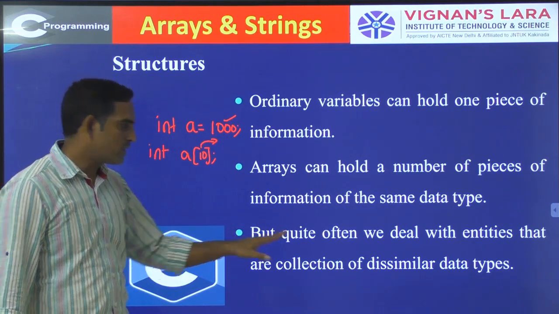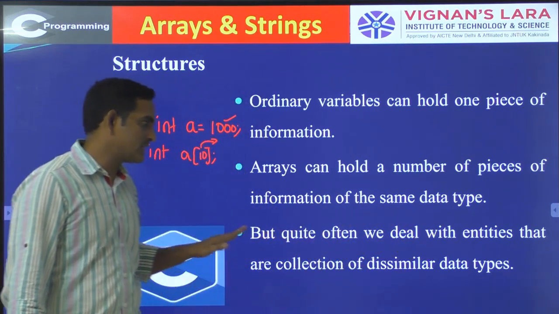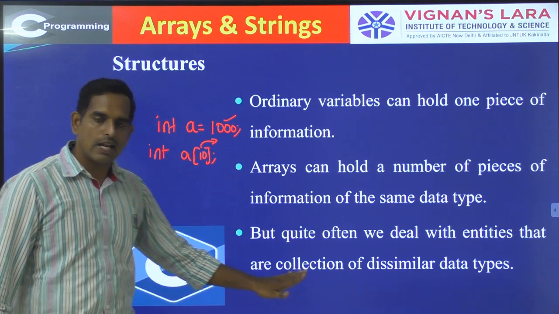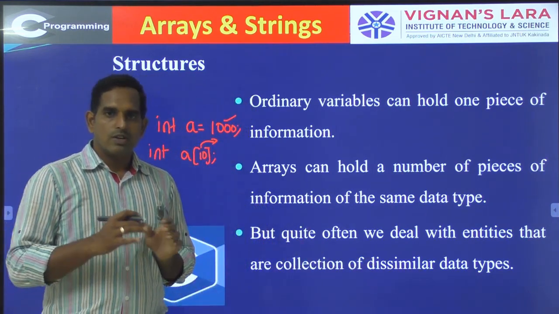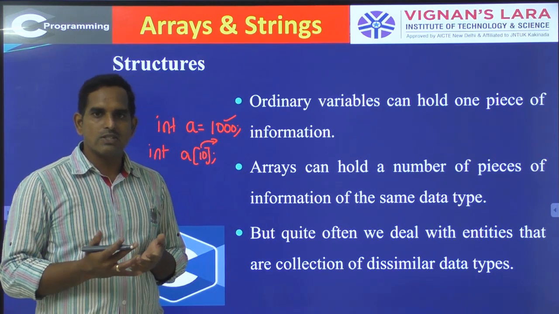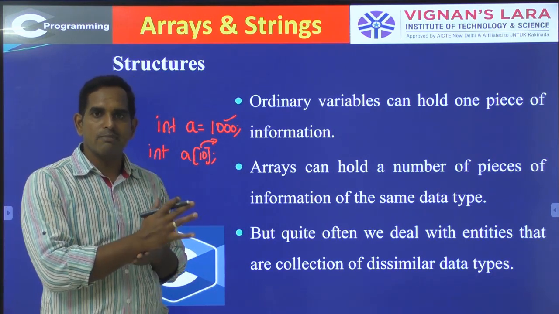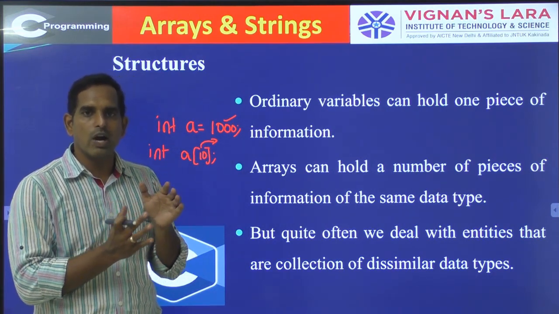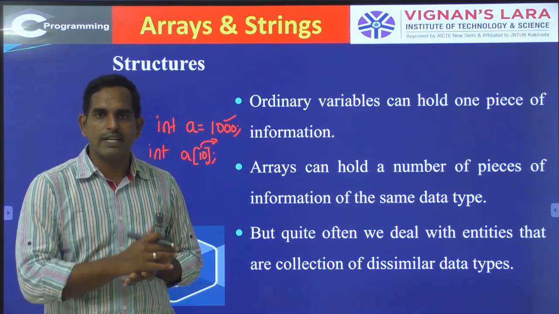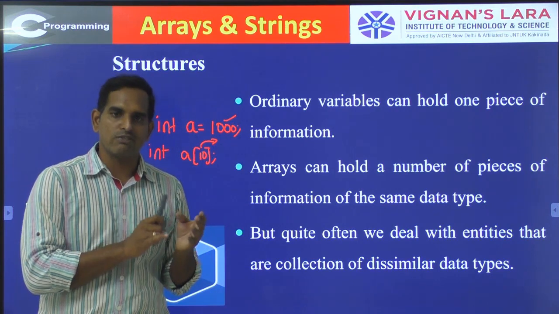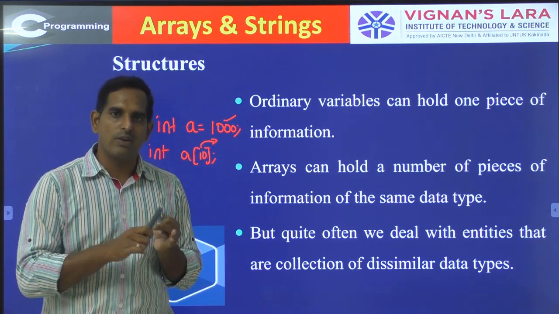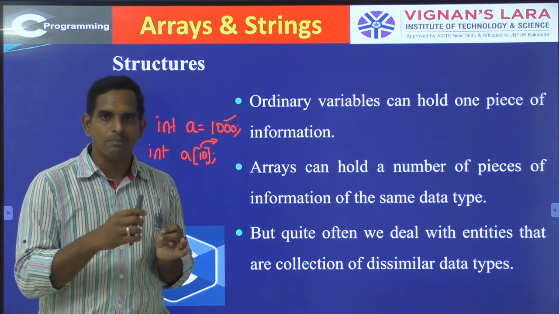But quite often we deal with entities or situations that are a collection of dissimilar data types. Not all applications will have the same data type. There will be situations where you have to mix more than one data type. That is, you will have situations where you have to work with an integer, a floating point value, and a character value at the same time.